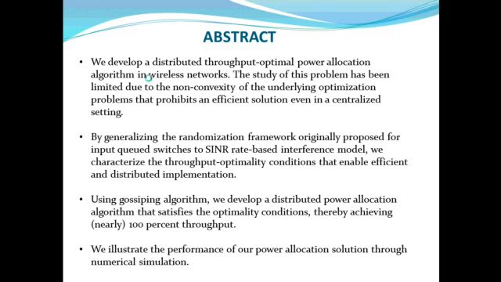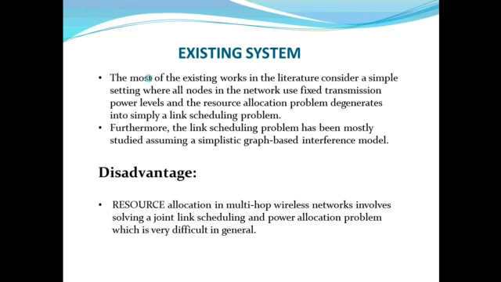The existing system. Most of the existing work in the literature considers a simple setting where all the nodes in the network use a fixed transmission power, and the resource allocation problem degenerates simply into a link schedule problem. The disadvantage of the existing system is that resource allocation in multi-hop wireless networks involves solving a joint link scheduling and power allocation problem, which is very difficult in general.